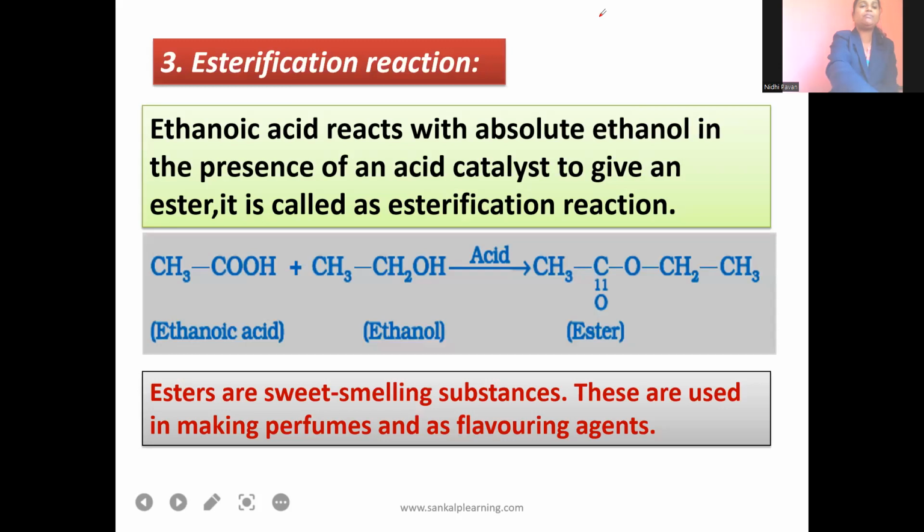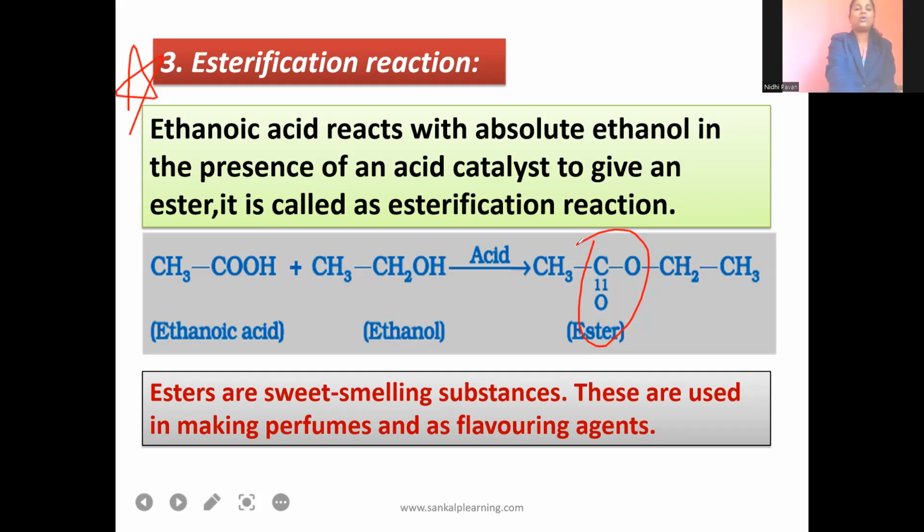The next most important reaction is called the esterification reaction. What do you mean by esterification? Acetic acid reacts with absolute ethanol in the presence of an acid which acts as a catalyst to give an ester. This is an ester, C double bond O, O. This is called the esterification reaction. Why is it done? Esters are sweet smelling substances, so they are used for making perfumes and flavoring agents. That is why the esterification reaction is very important.